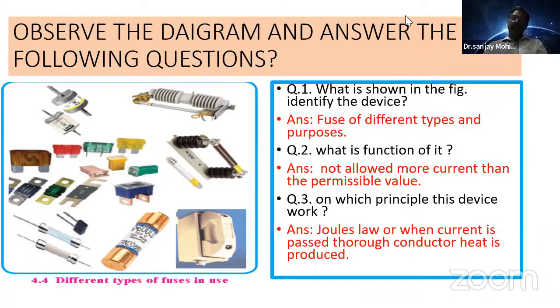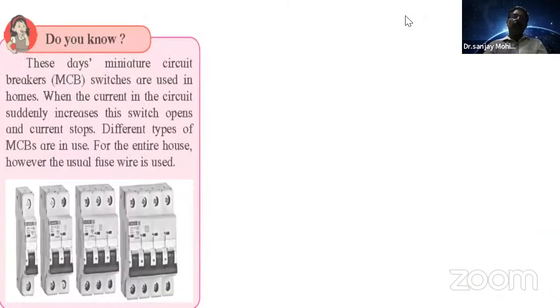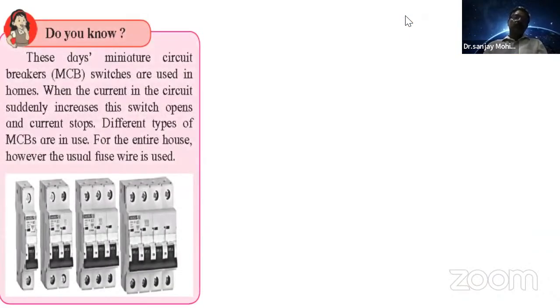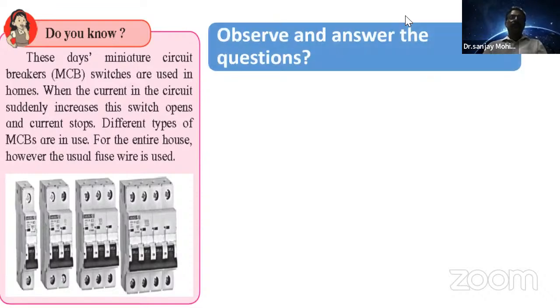What does Joule's law say? By the formula H equals I squared R T, the more the current passed through the conductor, the more heat will be generated. So these types of questions may be asked. This is another diagram from the textbook. We call these MCBs. So what type of questions can be asked on MCB? Observe and answer the question.